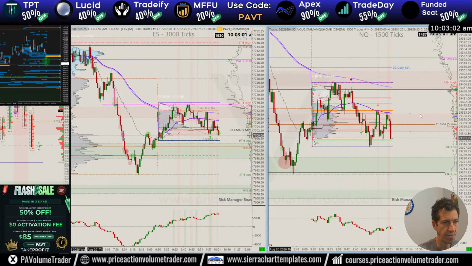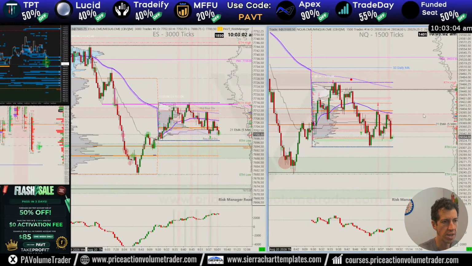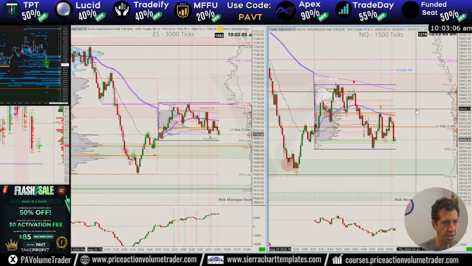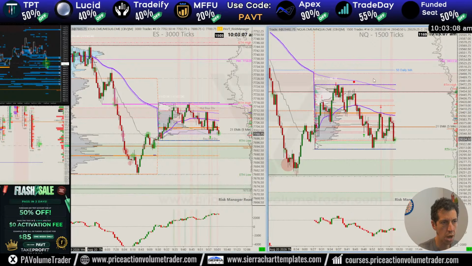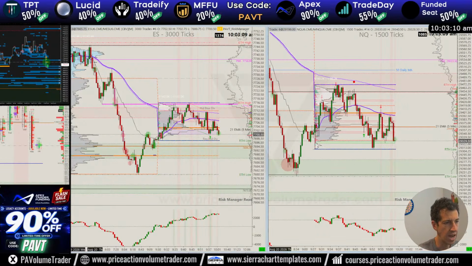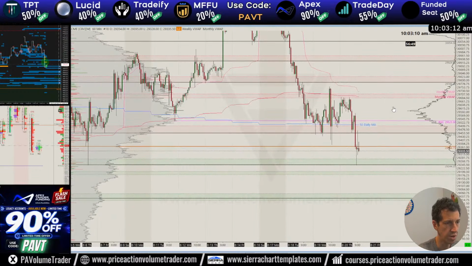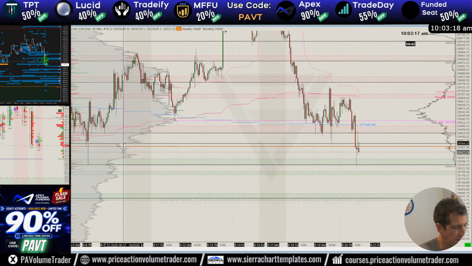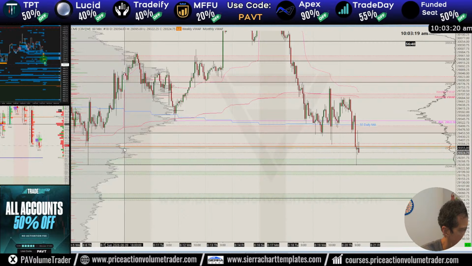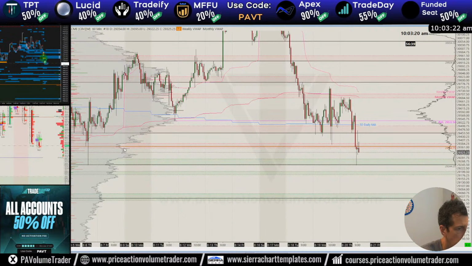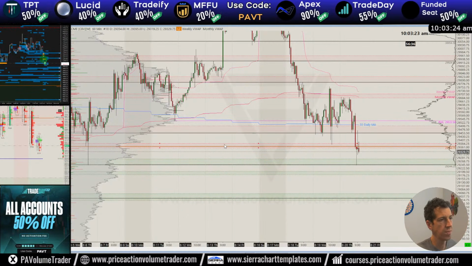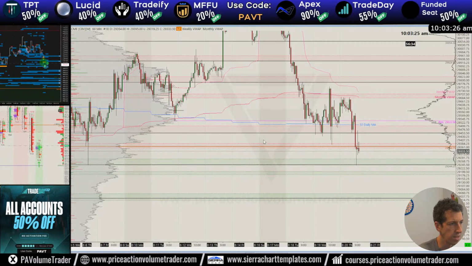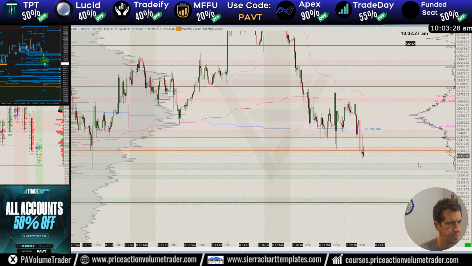I'm gonna get rid of this zone here on NQ because once we start just chopping through one of my high time frame low volume node zones, then, or I should probably just refine it here because it is a pretty clear level. Yeah, right there. That's a more refined low volume node area.